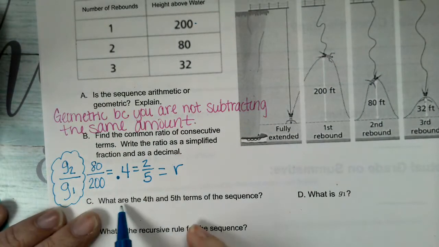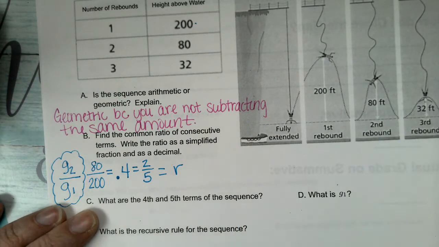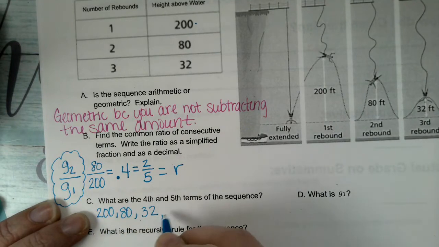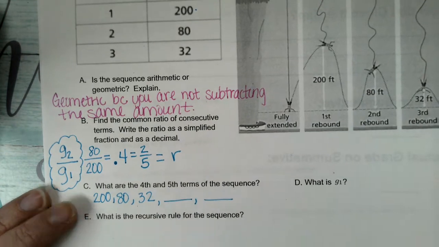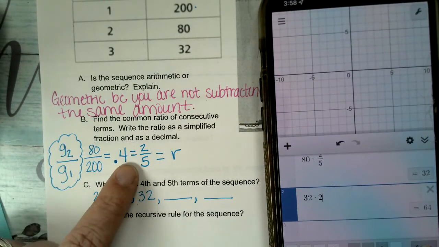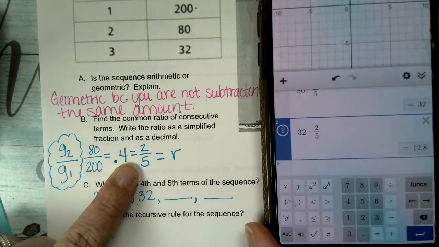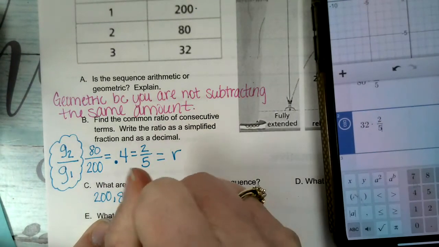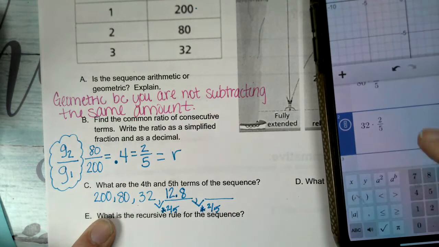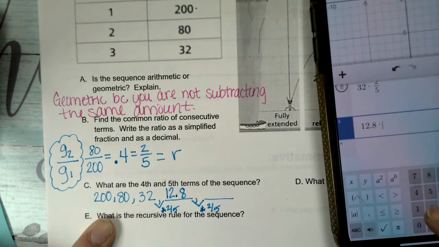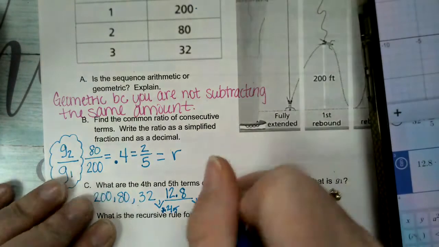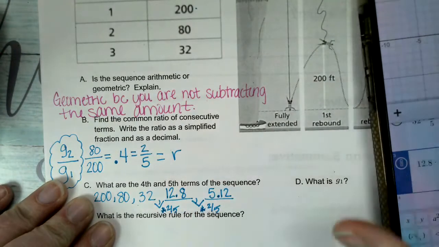All right. Now, it says, what are the fourth and fifth terms in the sequence? So if we keep going from 32, so it was 200, 80, 32. That was our third term. Then our fourth term and fifth term. That's what they're trying to get us to find. So if you take 32 and multiply it by your common ratio, which was 2/5, that gives you 12.8. And then if you take 12.8 and multiply that by 2/5, it gives you 5.12 right there. So that is my fourth and fifth terms.